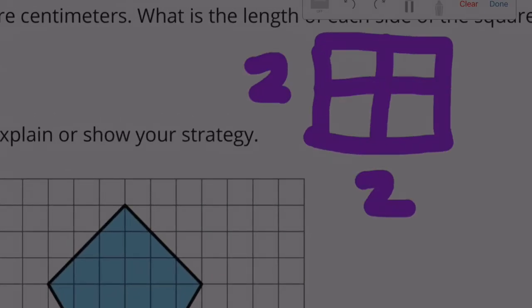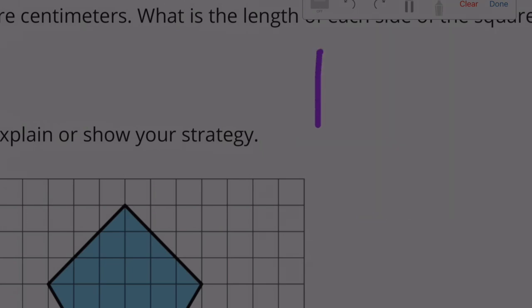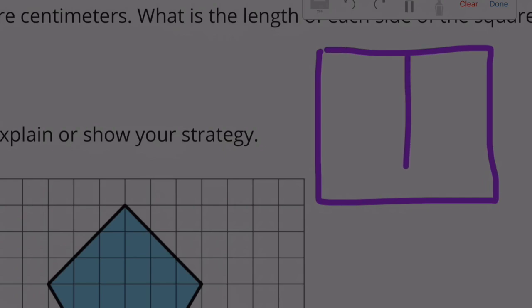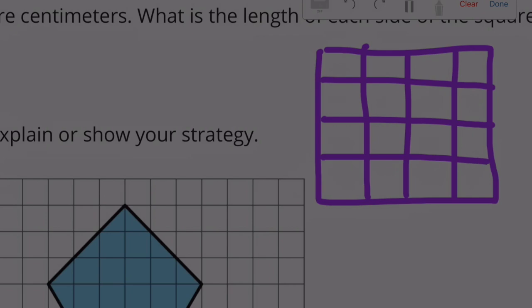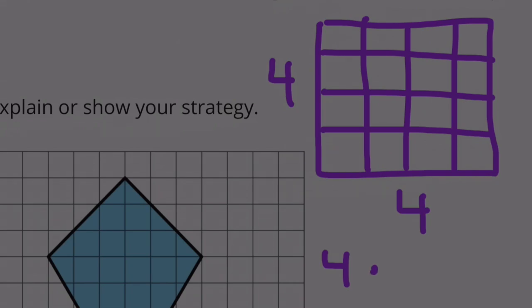So I just drew a box that's 2 by 2, and it has 1, 2, 3, 4 on the inside. So the area is 4 when the side lengths are 2. Let's try it again with 4. So this side length is 4 for the square, so it's 4 by 4. The base is 4, the height is 4. 4 times 4 is 16. So 4 times 4 equals 16.